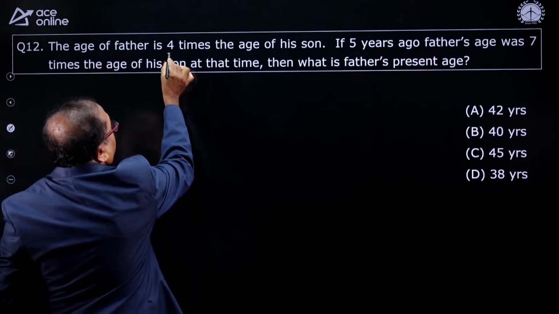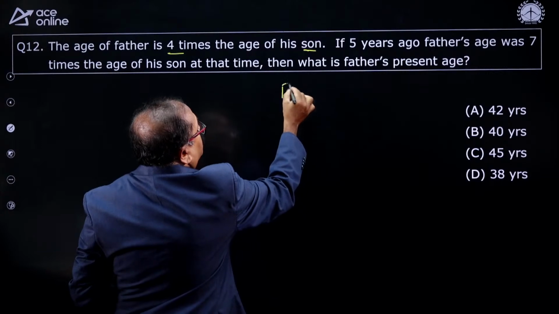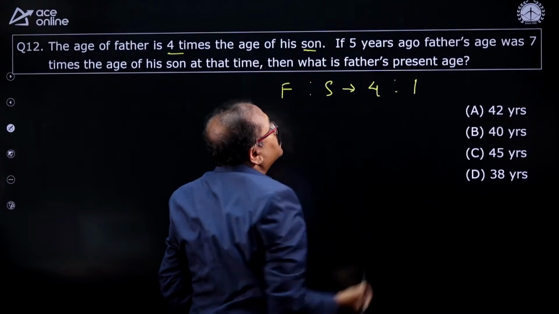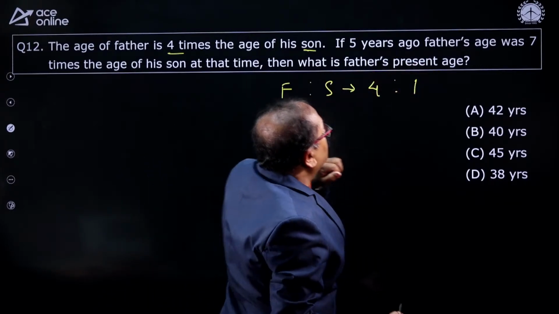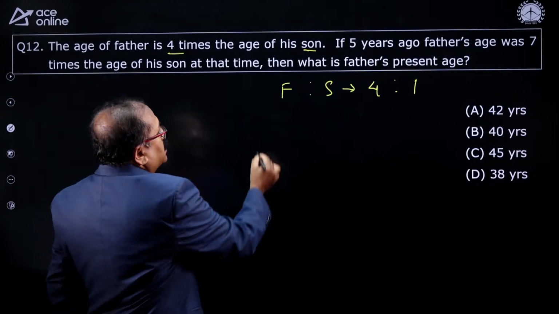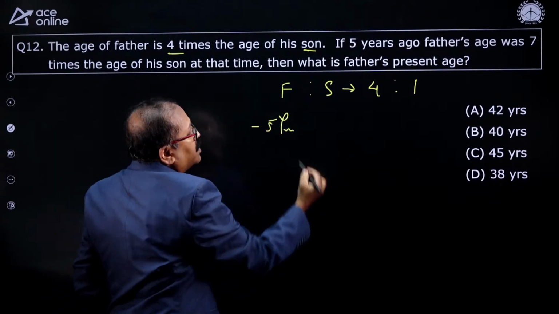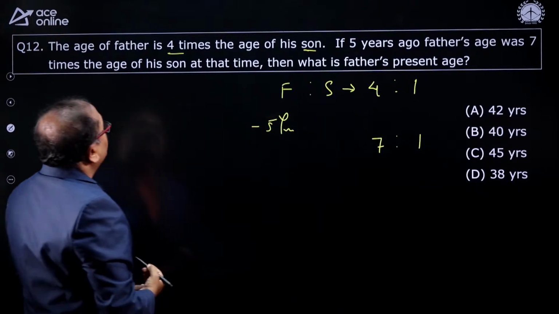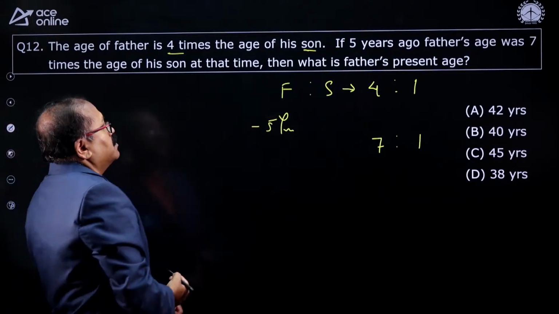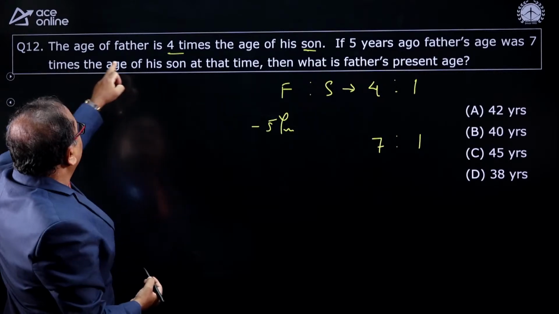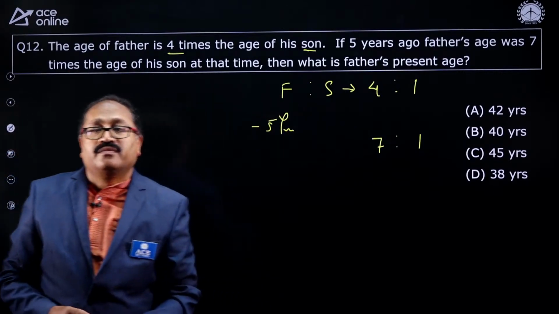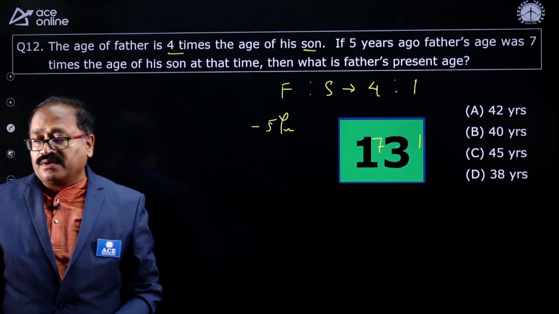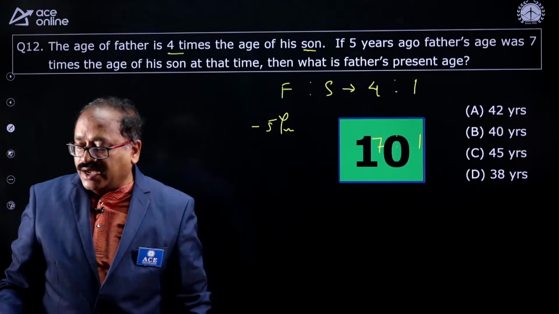The age of the father is 4 times the age of the son. So the father to son age ratio is given to us, which is 4:1. 5 years ago, the father's age was 7 times the age of his son. Then what is the father's present age? The question is very simple. Your 15 seconds start here. Come on, answer it.